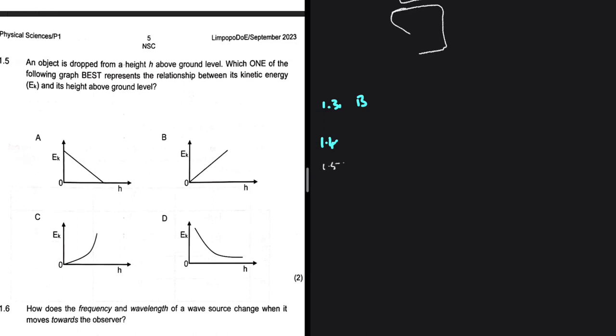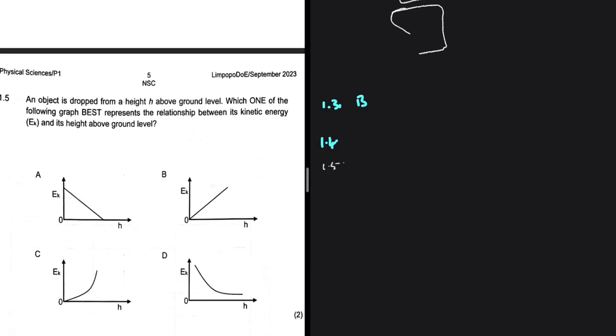So what do we have in 1.5? An object is dropped from a height h above the ground. Dropped, what does that tell us? Vi is equal to 0. Let's carry on. Which one of the following graphs best represents the relationship between its kinetic energy and its height above ground level? Let's think about that. At our maximum height, v is equal to 0 meters per second, because our object is just getting dropped at maximum height.